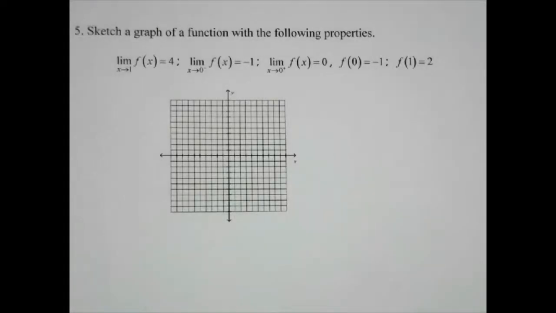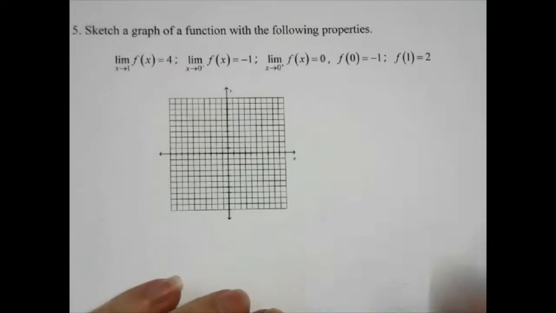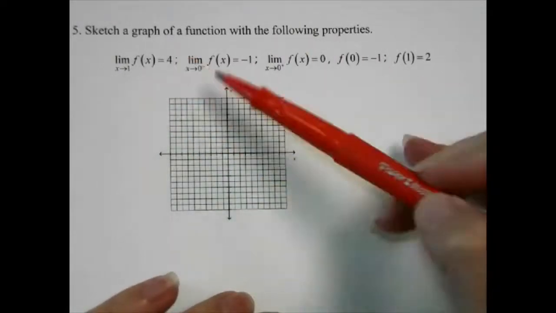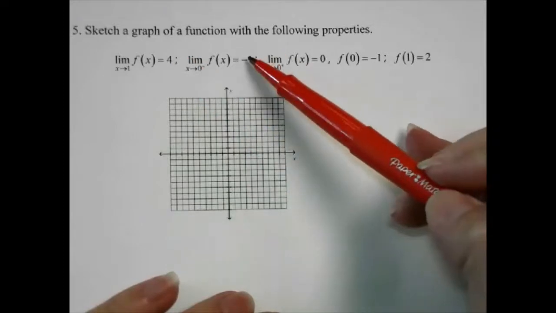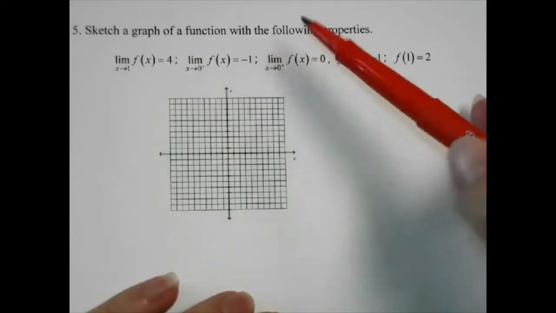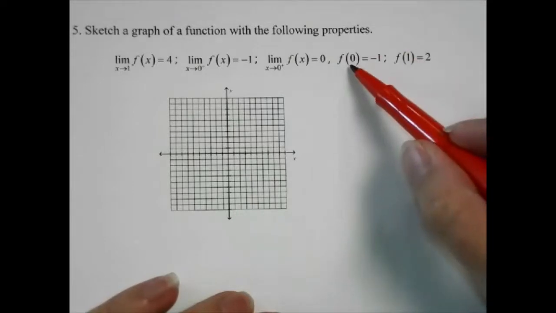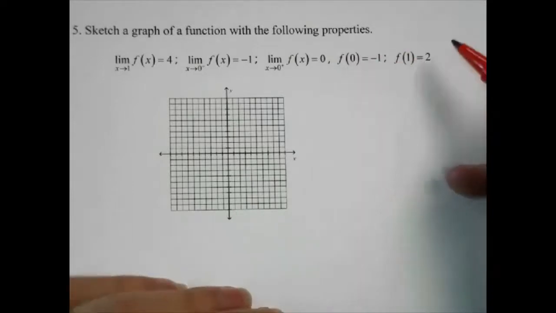All right, we're going to graph a function with these different characteristics. So we have a bunch of limits. As we go to 1, the limit's 4. As we go to 0 from the negative side, it's -1. Limit from the positive side is 0. And then we've got f of 0 is -1 and f of 1 is 2.